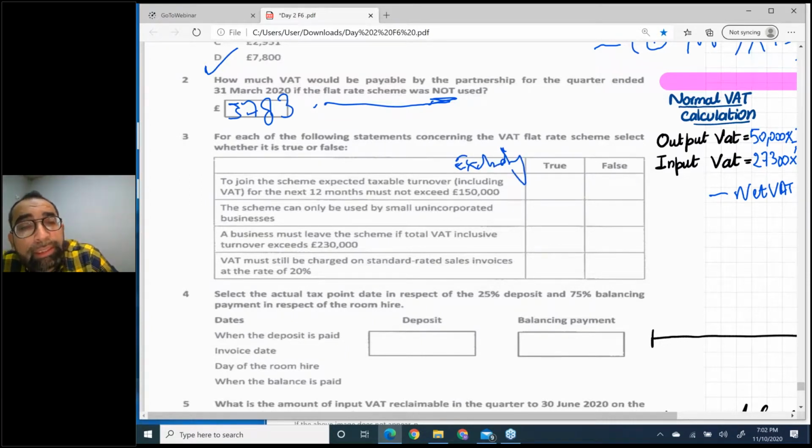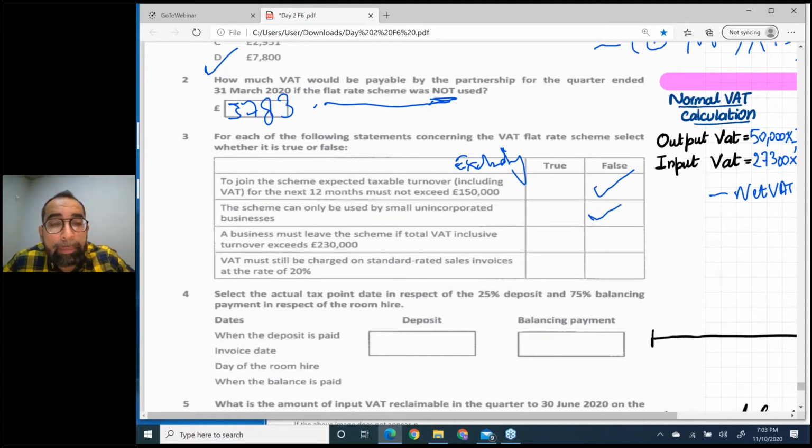This 150,000 limit is correct. See the dodge. The limit is correct, but the real law says that this taxable turnover must be excluding VAT. That's why point number one is false, just because of the including and excluding mistake. Number two, the scheme can only be used by small unincorporated business. No, this may apply to incorporated companies as well. So this is again a big false. These two are false.